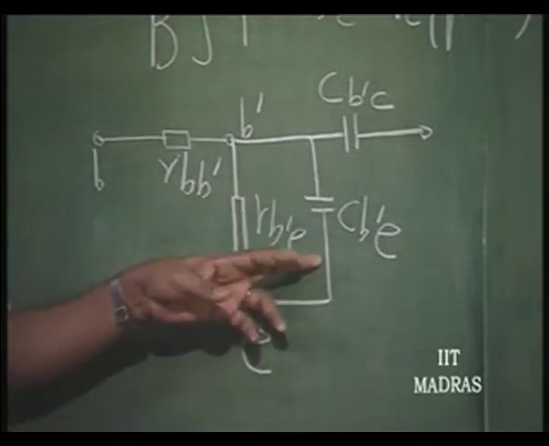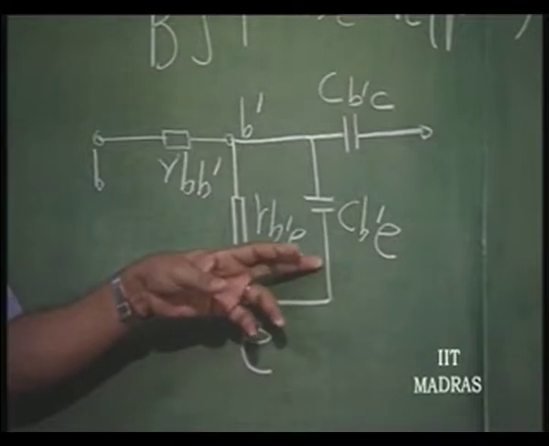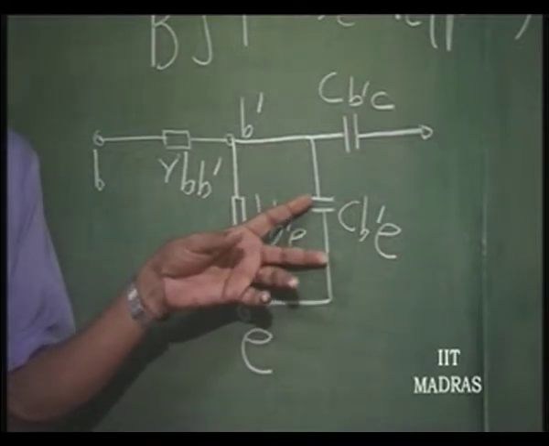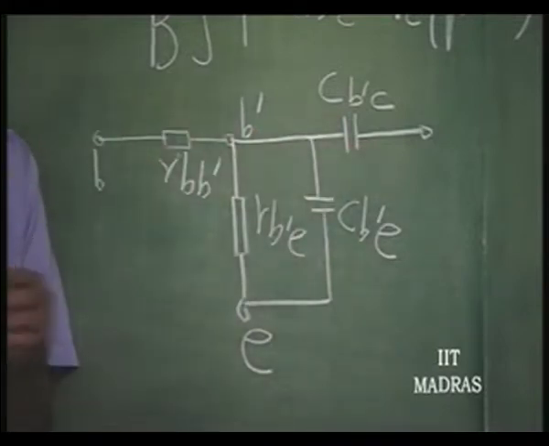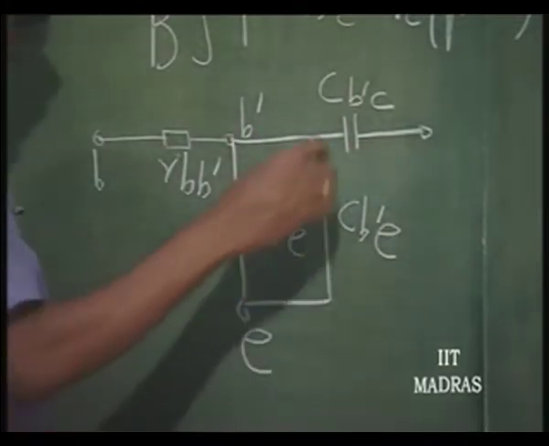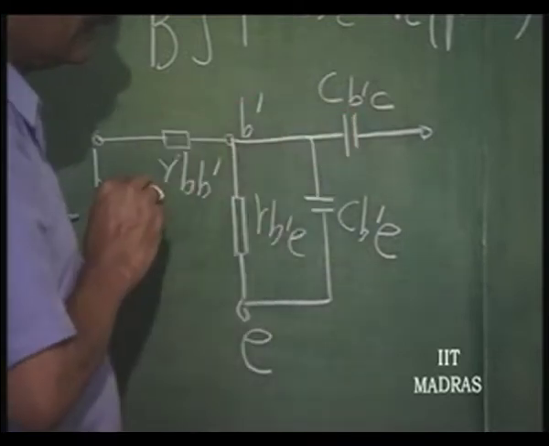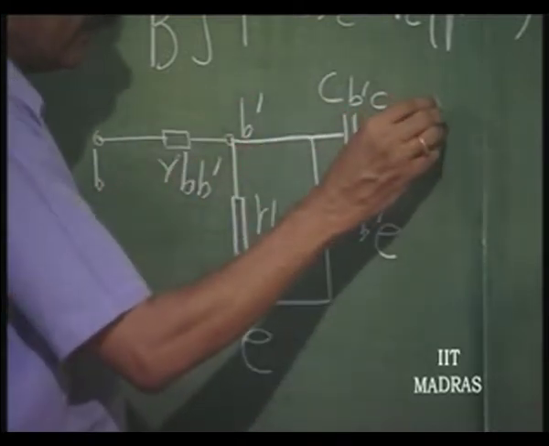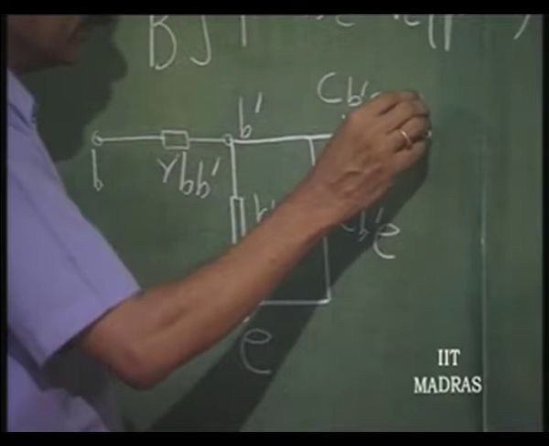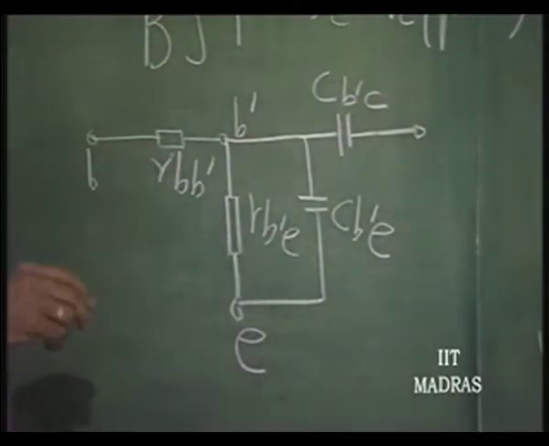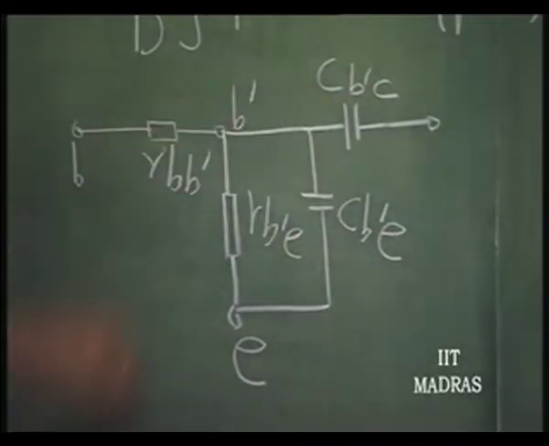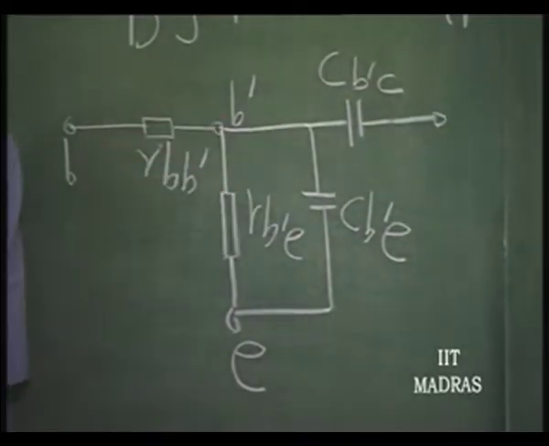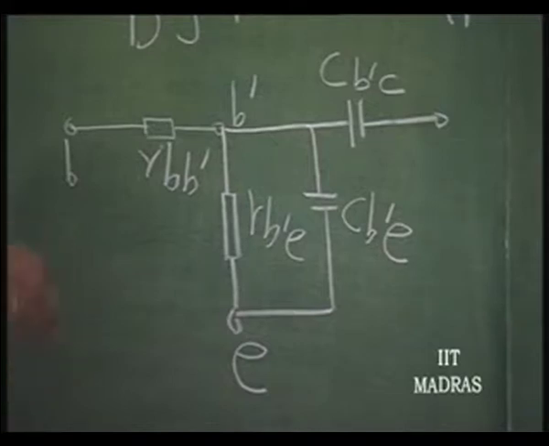This capacitance is called diffusion capacitance. This is going to be pretty high compared to Cb dash C. So, this Cb dash C is the reverse bias junction capacitance. This is called transition capacitance. This is the depletion layer capacitance. It depends upon the reverse bias voltage. As the reverse bias voltage across the junction increases, this capacitance decreases.